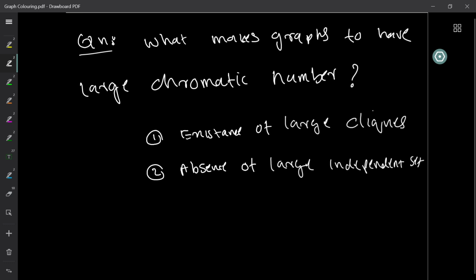So this is the way to basically think about it. You see that even if you don't have large cliques, if you can somehow make sure that there is no large independent set, that will also do it. So that is how one actually comes up with such graphs.